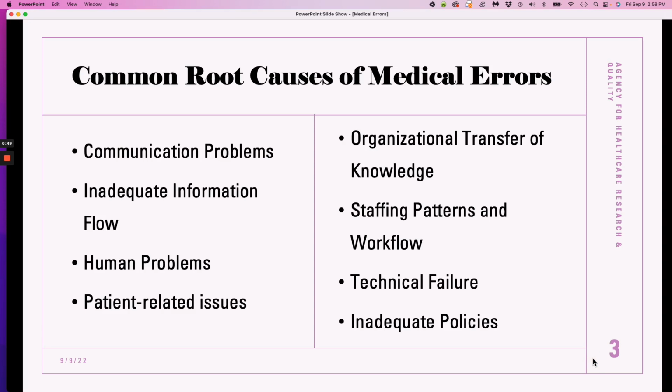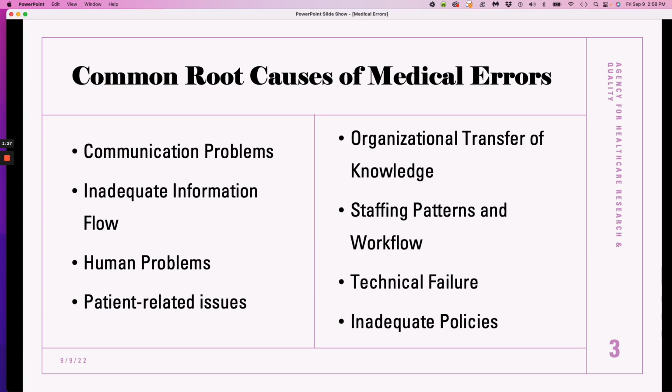So let's talk about some of the common causes of medical errors. One is communication problems. It is the number one cause of medical errors. It could be verbal or written. It doesn't matter if it's between a physician, nurse, healthcare team member, or patient. Poor communication is a problem. Inadequate information matters because in a healthcare setting you're not only working with the patient, but also with a number of services, so the flow of information from service to service is really important.